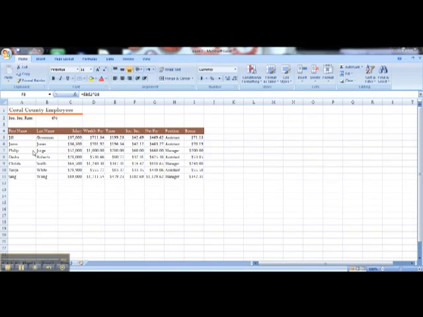Today, I'm going to talk about how to make a payroll. In this exercise, I'm going to pretend that I'm an accountant for a company named Coral County, and I have to make the payroll for all of the employees.